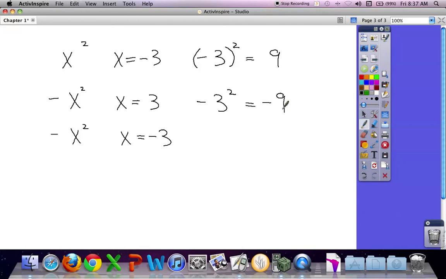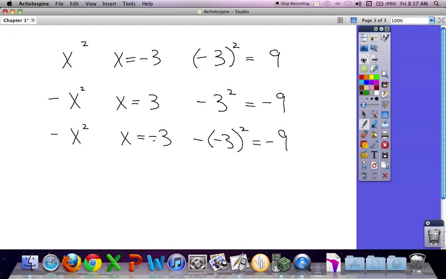And the last one, now we've got the negative in front, and we've got the negative, which is part of the variable. So when I plug in, this is -3 squared, which is -9.